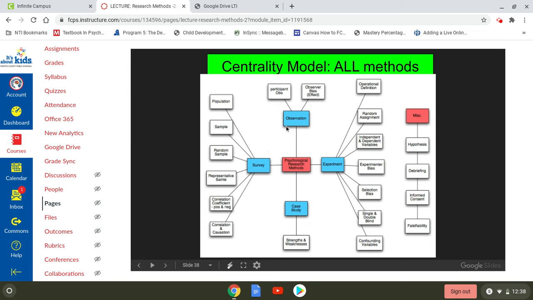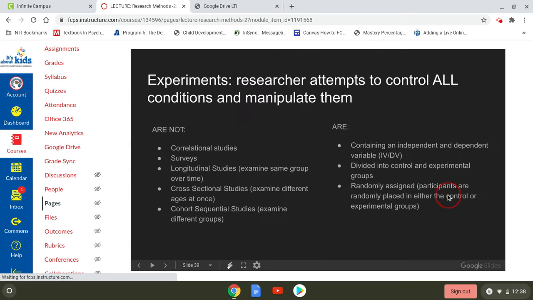And then you should also know that in an observation, we sometimes have participant or observer bias. And then we also know that case studies have strengths and weaknesses, the strengths being that we can get in-depth information, the weakness is that we can't generalize it to the public. So today we're going to be trying to make sure we talk about all of these, so our experimental information here.